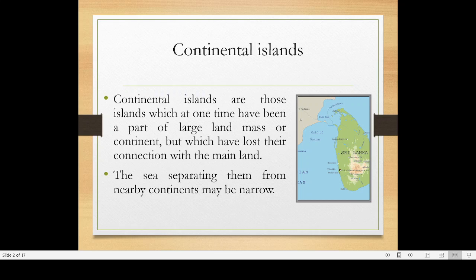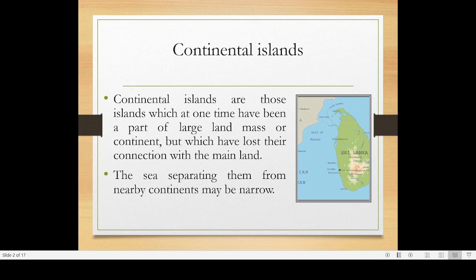Then another point that should be kept in your mind is the sea separating. This is the sea between the Indian mainland and Sri Lanka. The sea separating the nearby continent may be narrow. There are two points. One, it is narrow. Then the other point, it is shallow. The depth is also very limited.